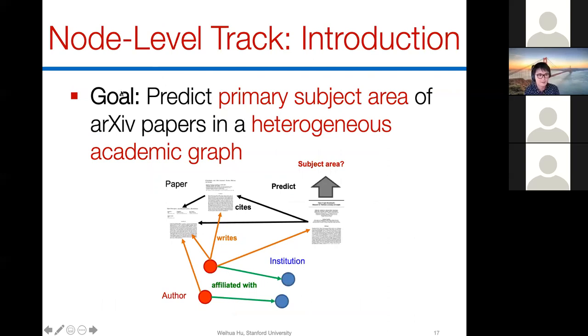So here, our task is to predict the primary subject area of arXiv papers in a heterogeneous academic graph. So we have this academic graph. We have three kinds of node types: paper nodes, author nodes, and institution nodes. Paper nodes cite each other, so we have these citation links. Some authors write papers, so we have this writes relation. And authors are affiliated with some institutions, so we have this affiliated-with relation. And our goal is to predict the arXiv category of this paper.